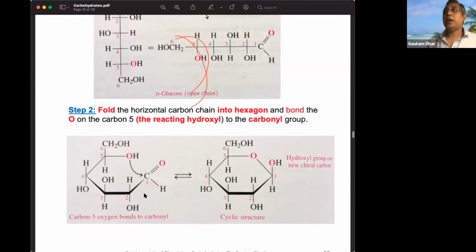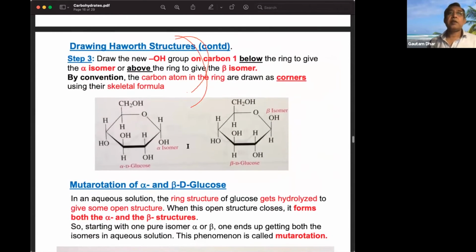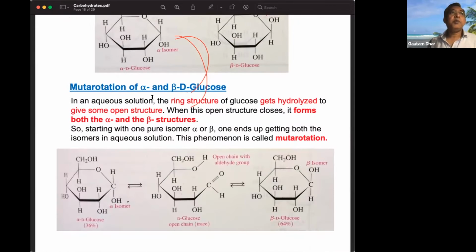Now, you'll get a question from this, identifying alpha and beta. I'll give you a structure like this and ask you to tell me whether this is alpha or beta. So how do you identify the chiral carbon? You look at the carbon right beside the oxygen, because that is the one forming the bond. If the OH on that chiral carbon is pointing down, that's alpha. If pointing up, that's beta. This is the mutarotation of alpha and beta glucose.